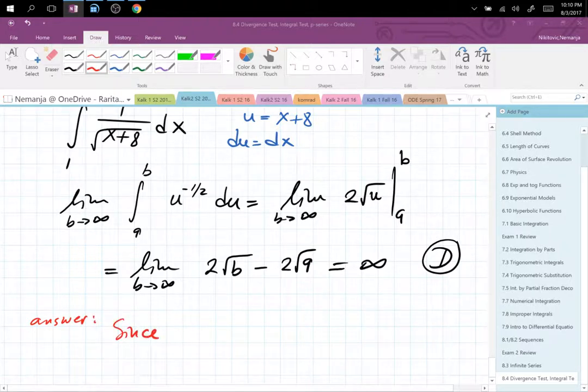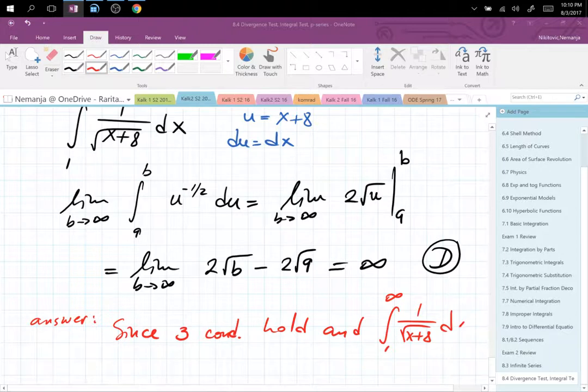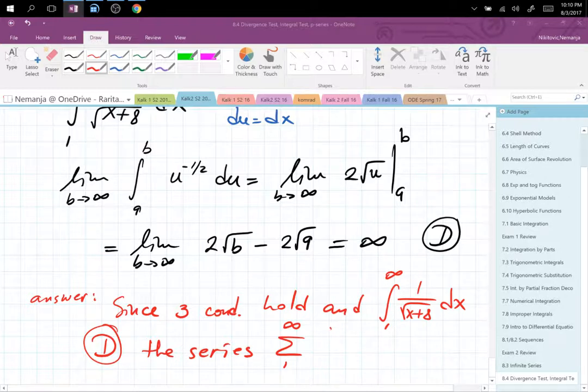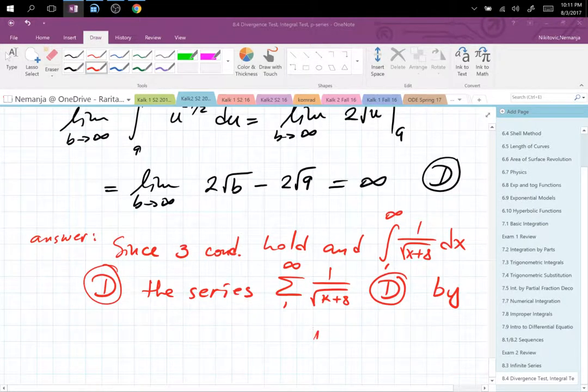Since the three conditions hold and the integral from 1 to infinity of 1 over the square root of x plus a dx diverges, the series summation from 1 to infinity of 1 over square root of k plus 8 diverges by the integral test.